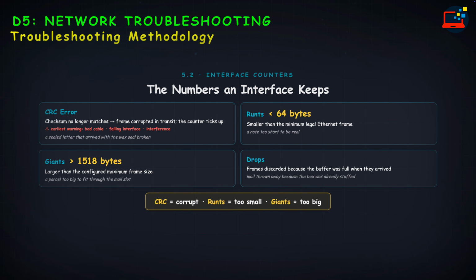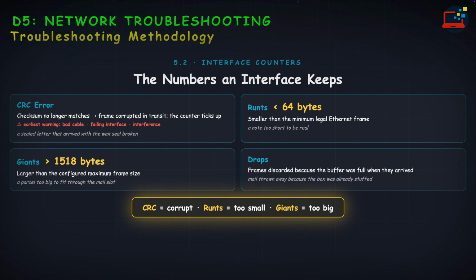Now move from the cable to the interface, because interfaces keep counters that tell you when something physical is wrong. The first counter is the cyclic redundancy check error, the CRC error. Every Ethernet frame carries a checksum. If the frame arrives and the math no longer matches, the frame was corrupted in transit, and the CRC counter ticks up. A CRC count that keeps climbing is your earliest warning of a bad cable, a failing interface, or interference on the line. It's a sealed letter that arrived with the wax seal broken.